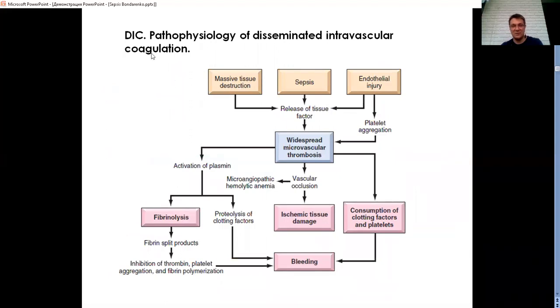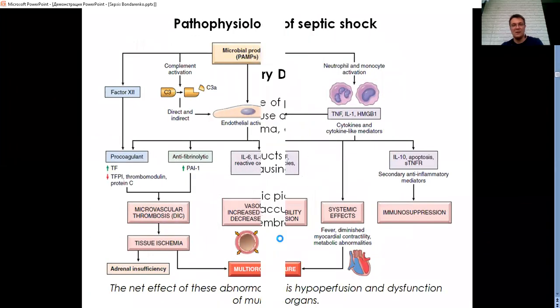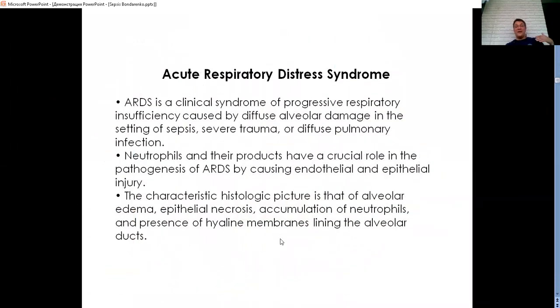Tightly associated with the septic shock, there is another condition that we already passed in previous semester, that's DIC, disseminated intravascular coagulation. Also, its pathophysiology is demonstrated here. Another effect of the systemic inflammatory response, that's the acute respiratory distress syndrome. We already passed it during the topic of pulmonary.